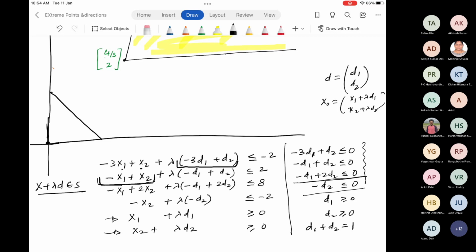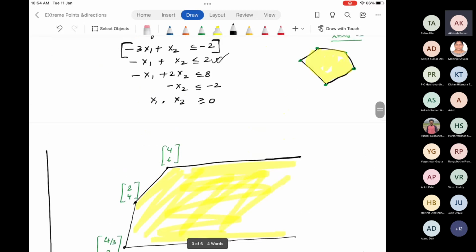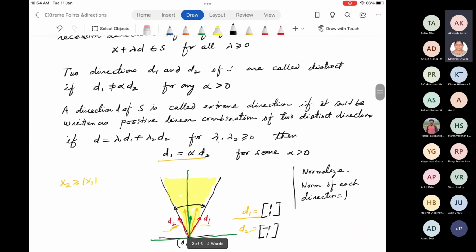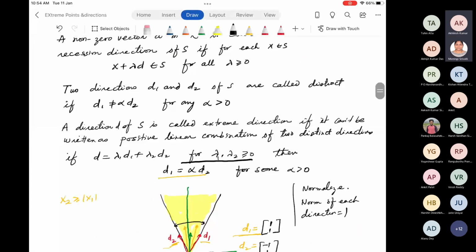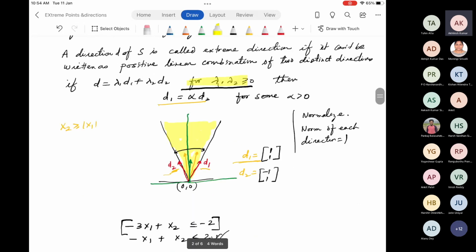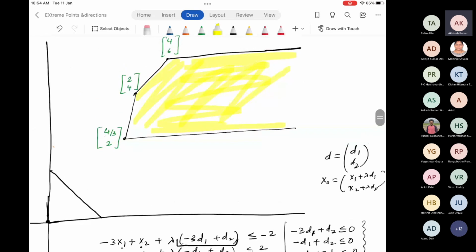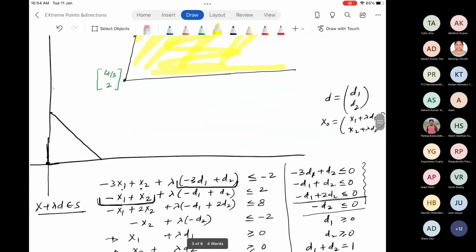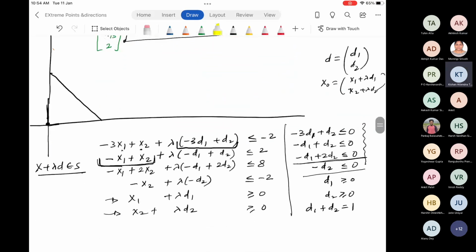Okay, sir. Yes, sir. I was thinking for only one lambda, but it should be satisfied for all lambda. Yes, for all lambda it should satisfy, otherwise it will go outside, right? Yes, sir. You have to satisfy for all lambda, otherwise it may go outside the feasible region, I mean, this convex set space. Okay, sir.